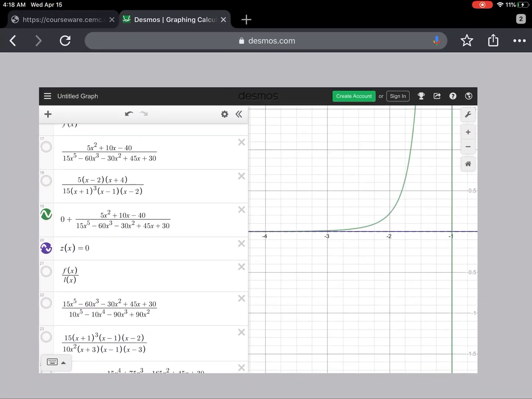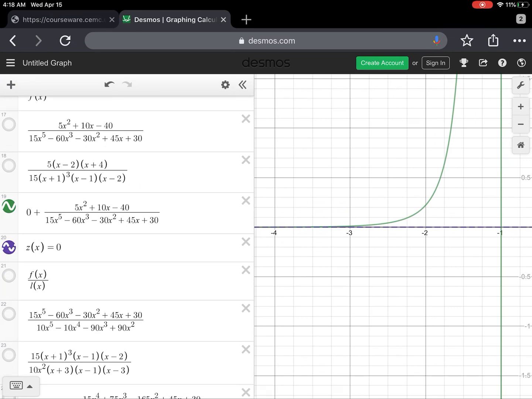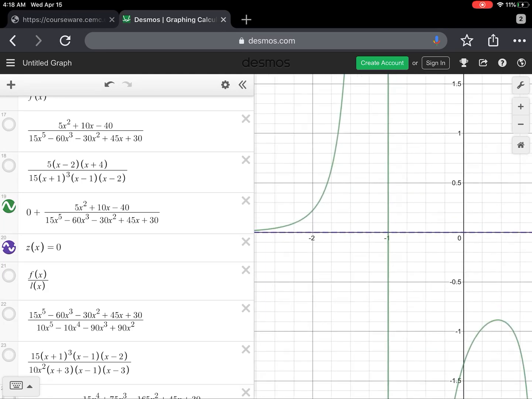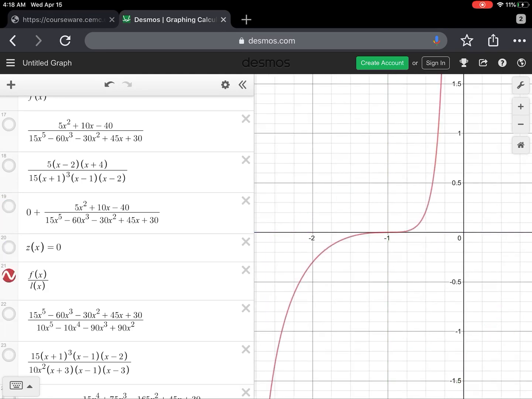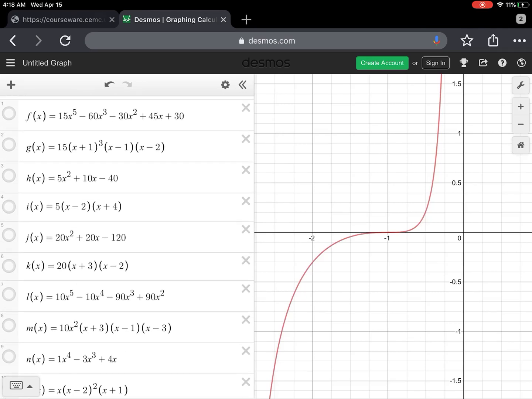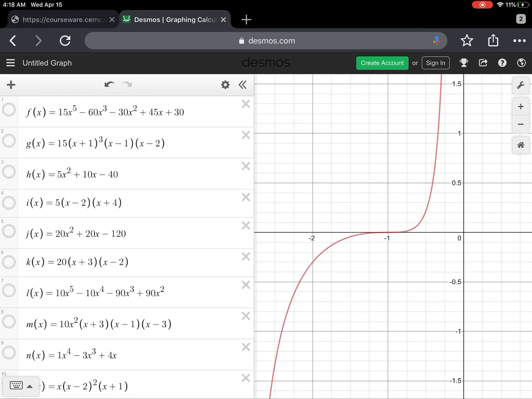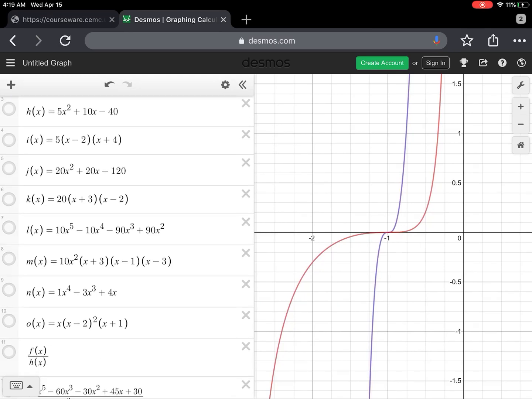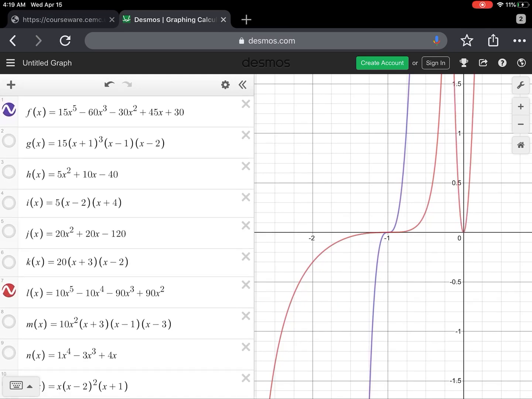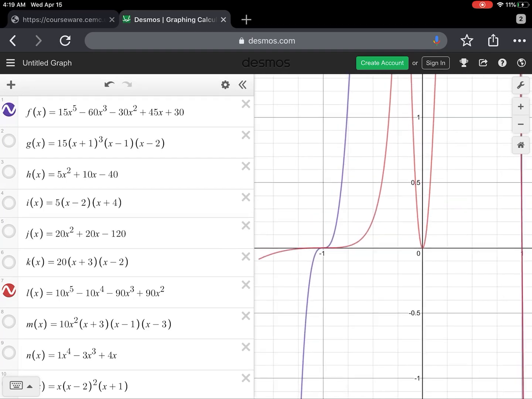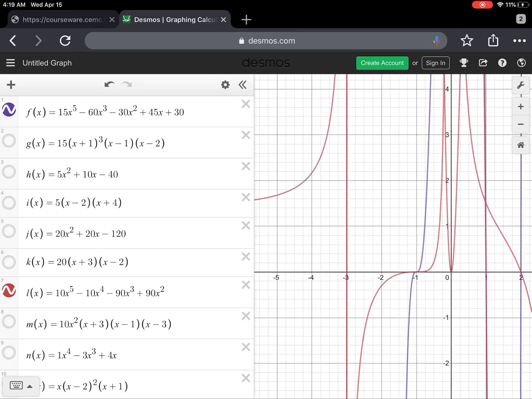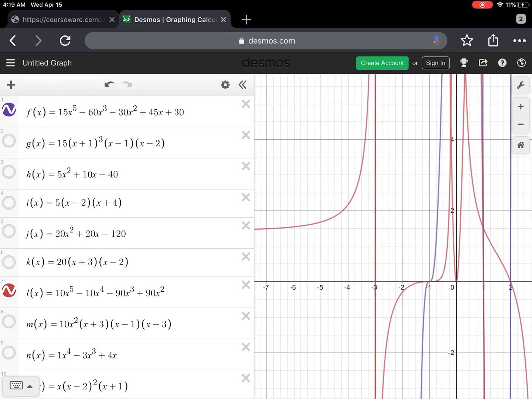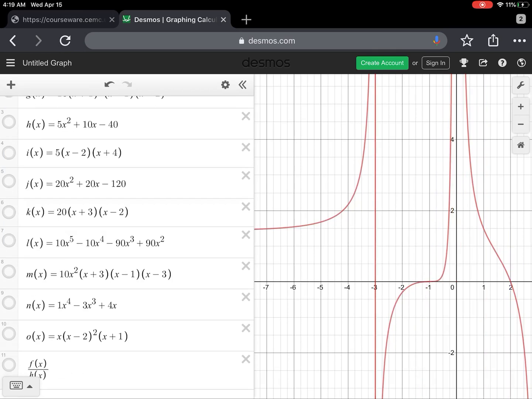Alright, last time we discussed what would happen if you have a smaller degree on top and a larger degree on the bottom when you're dividing rationals. Now, let's do f of x over L of x. What does that look like? F of x is a fifth degree polynomial. L of x is also a fifth degree polynomial. So you've got 15x to the 5 something something, and then you've got 10x to the 5 something something. You can see they're both fifth degree polynomials. Let's see what we get when we actually do their division.